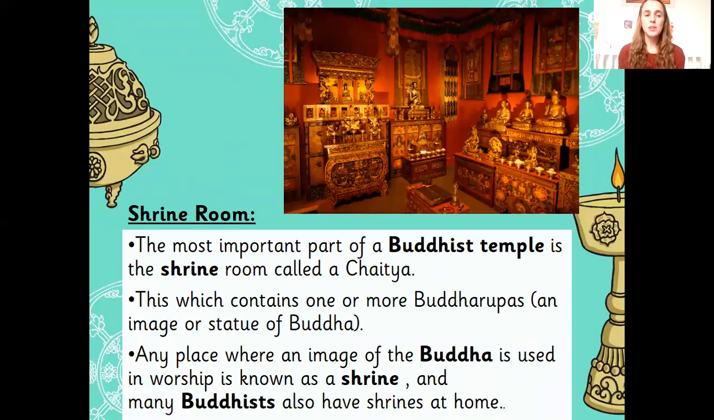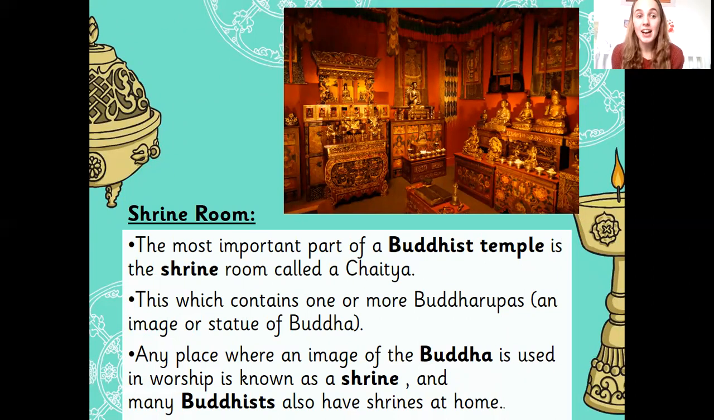Now, as we've spoken about, there's often signs of Buddha. There's pictures and statues and golden statues and beautiful statues of Buddha throughout the temple. The main place you'll find these are in the shrine room. This is the most important part of a Buddhist temple.